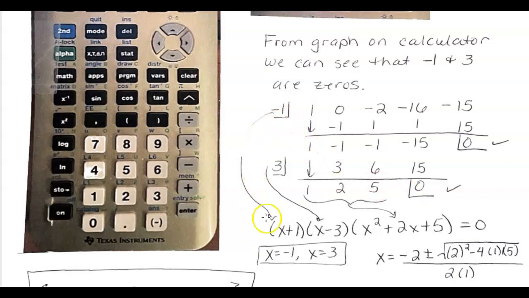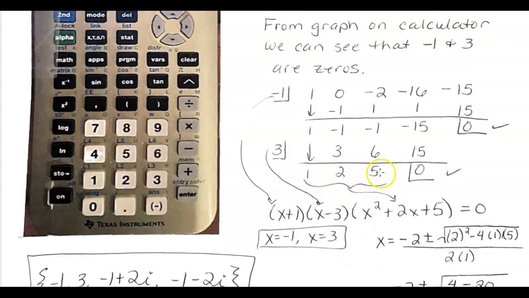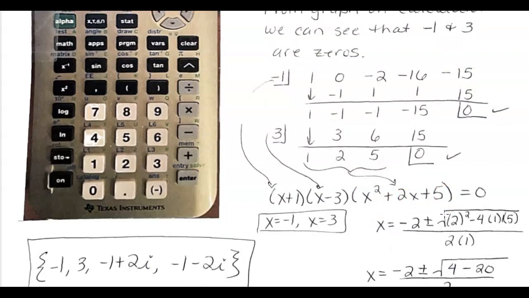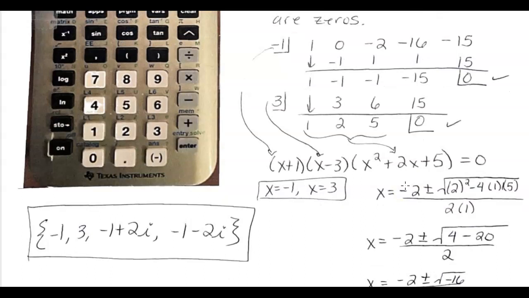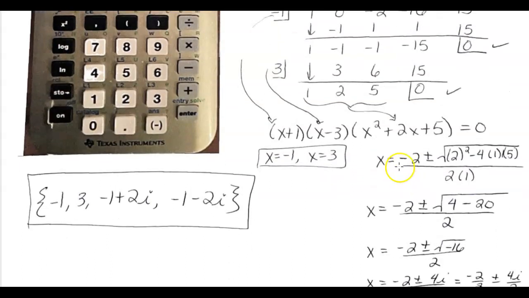So the -1 means x plus 1 is a factor. The 3 means x minus 3 is a factor, but these numbers are what I have to come up with in order to find the 2 that I can't see. So 1, 2, and 5 would be my 1x squared plus 2x plus 5. This one does not factor, right? So I'd have to solve it by the quadratic formula.